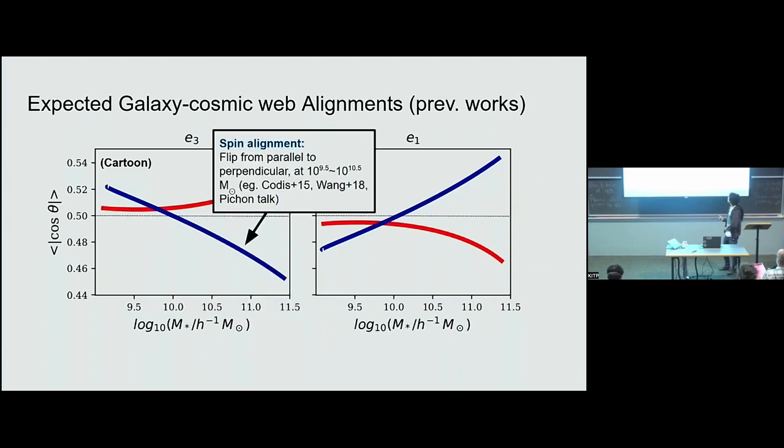By contrast, as Christophe outlined in his talk on Monday, when we're looking at the alignment between angular momenta and the cosmic web, we see that there's actually a flip between parallel alignment and perpendicular alignment at a particular stellar mass, which simulations have found to be in around this stellar mass range.